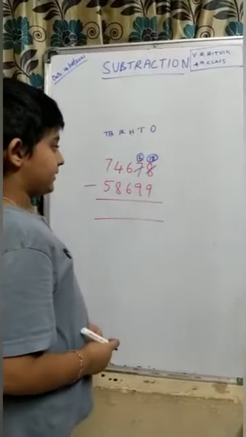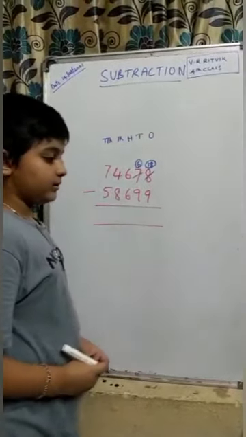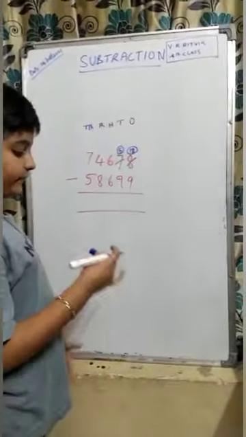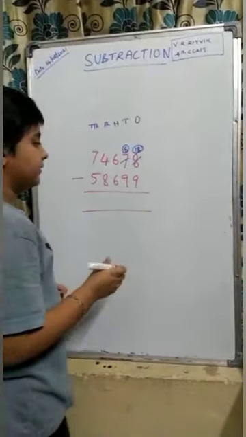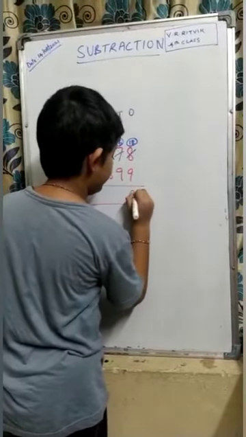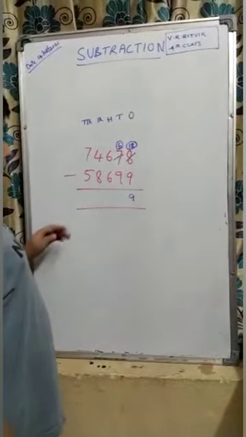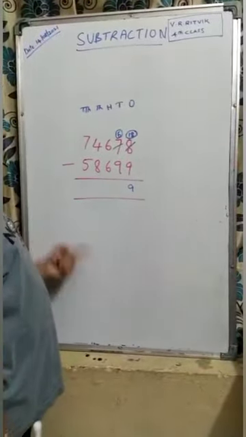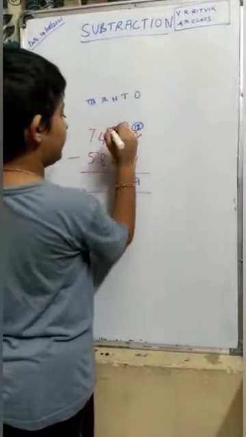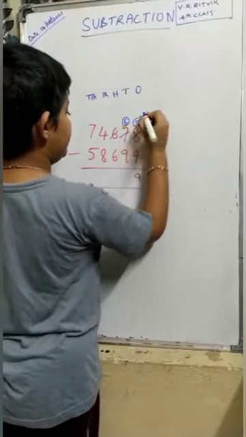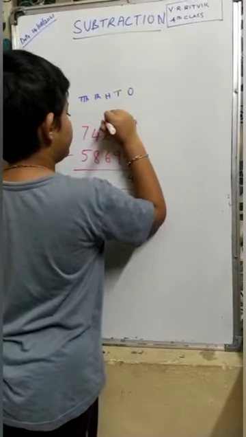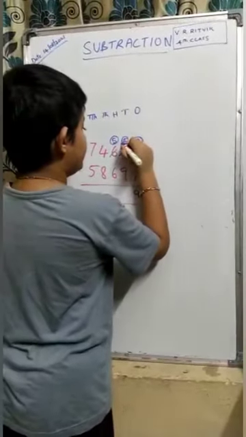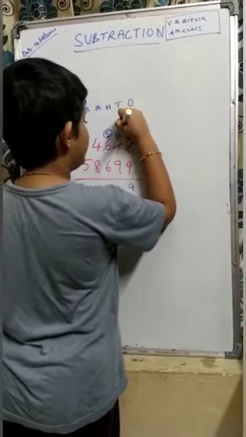And 18 minus 9 is 9. Here we can't subtract 9 from 6. So we have to take borrow again from 6. Here 6 will become 5. And 6 will become 16.